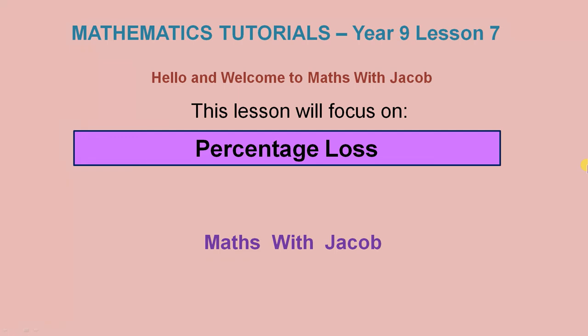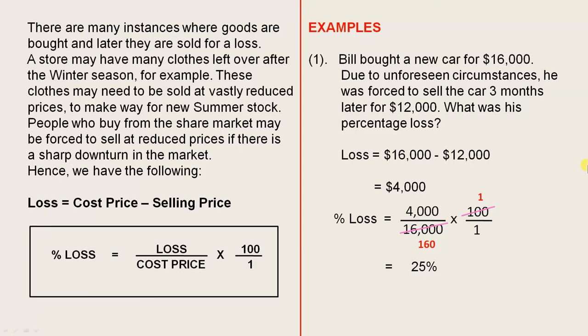This lesson will focus on percentage loss. There are many instances where goods are bought and later they are sold for a loss. A store may have many clothes left over after the winter season, for example. These clothes may need to be sold at vastly reduced prices to make way for new summer stock. People who buy from the share market may be forced to sell at reduced prices if there is a sharp downturn in the market. Hence, we have the following.